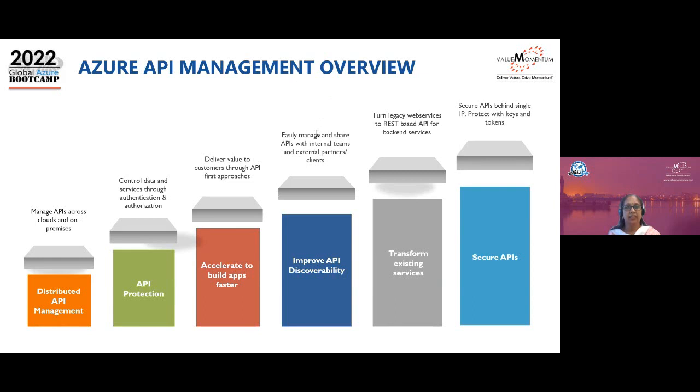Then later we have a third pillar, accelerate and build apps faster, so we can build our applications through an API-first approach, wherein we can decouple the front-end and back-end teams through API mocking, API revisioning and versioning, and also automated API documentation can be done.